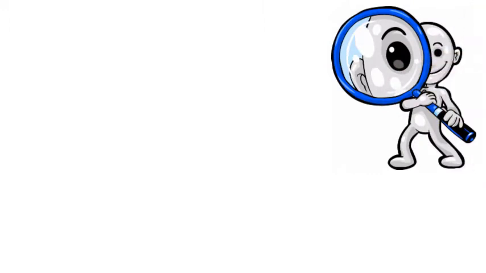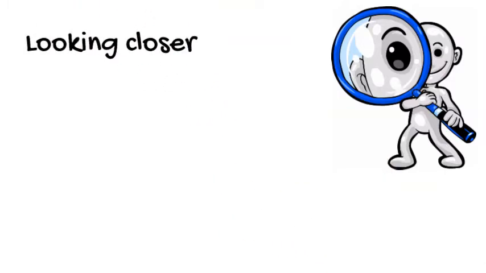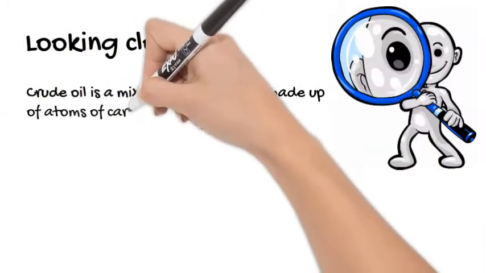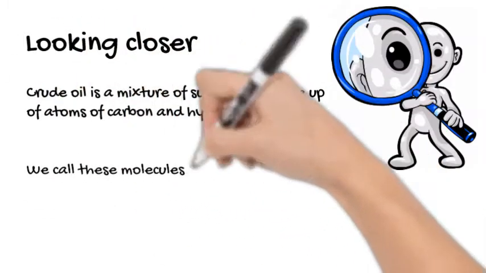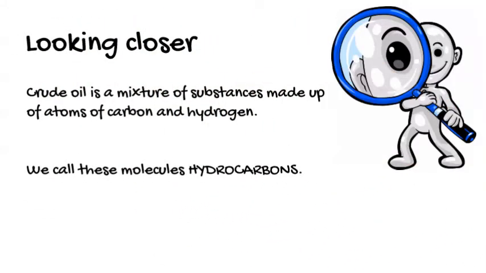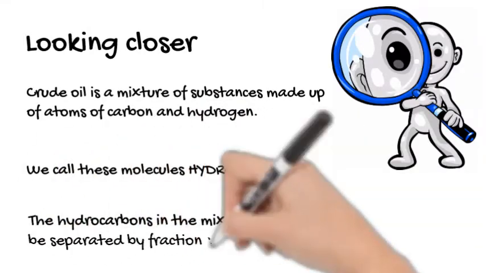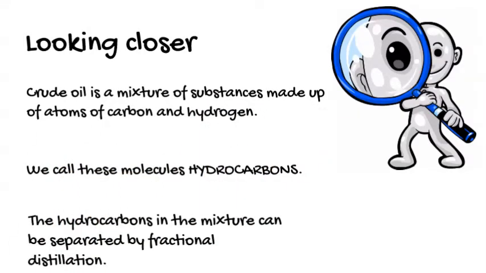Let's take a closer look and see exactly what these substances in crude oil are made up of. We know that crude oil is a mixture of substances made up of atoms of carbon and hydrogen, and therefore we call these molecules hydrocarbons. And the way that we separate this mixture of hydrocarbons is by a process called fractional distillation.